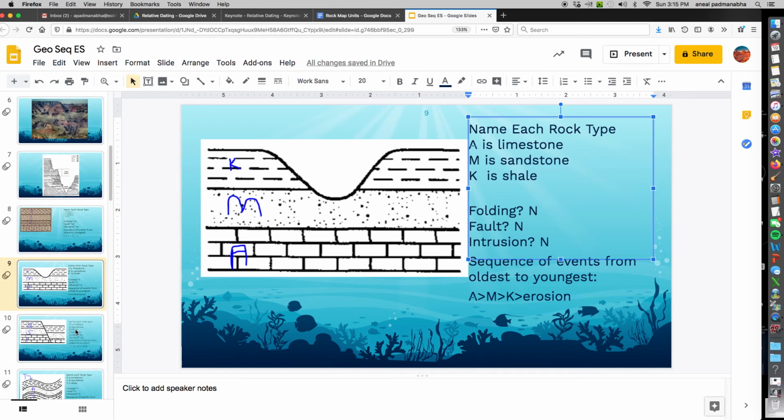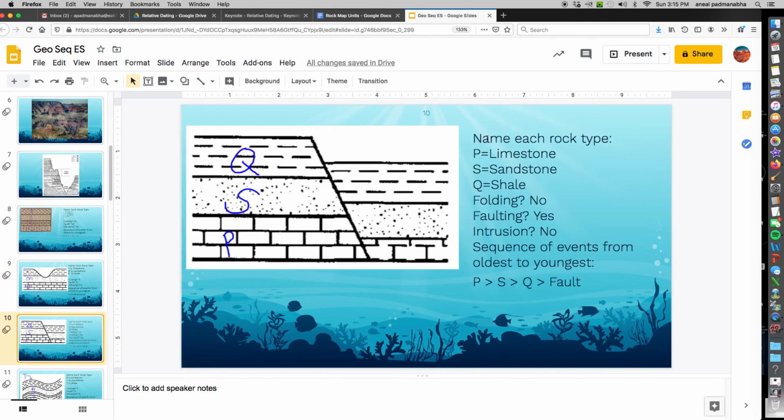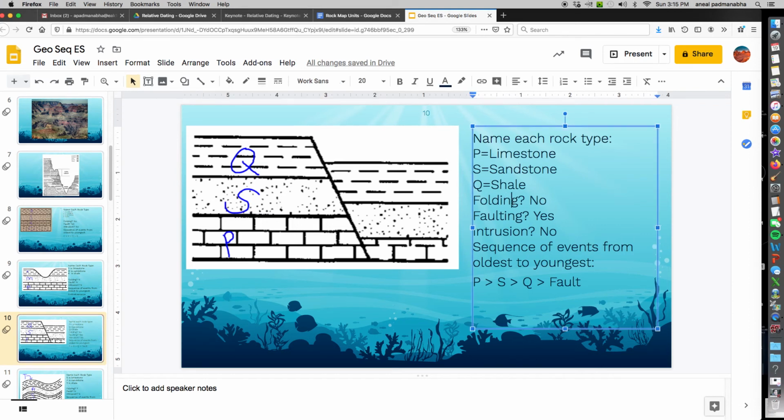Looking at our next block, which was, I think, your homework again, I asked you to label these for the next couple of these. So P is going to be limestone. Here you have sandstone. Q is going to be shale. Any folding? Nope. Is there faulting? Yes. Here's the fault right here. Any intrusions? No.